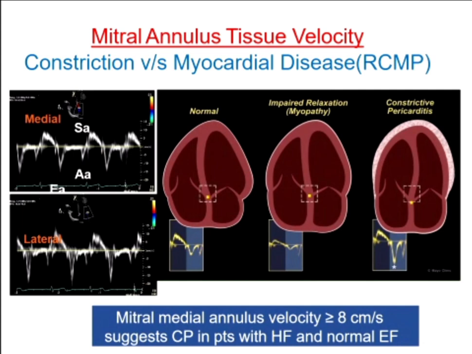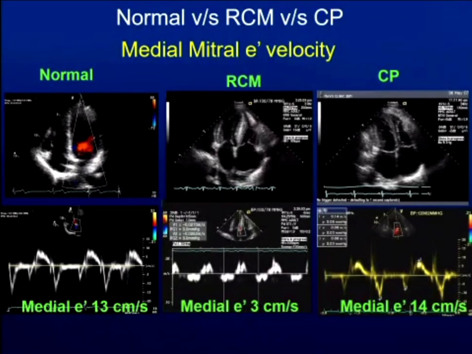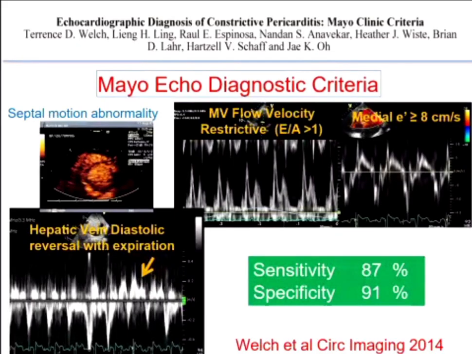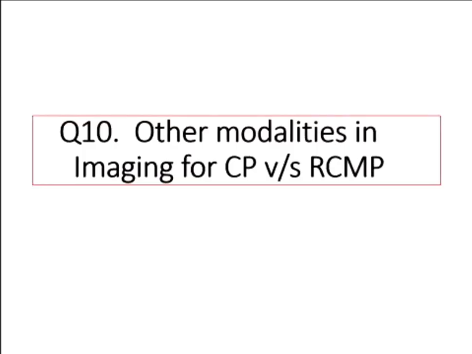As I said, tissue Doppler, I won't be repeating what is already done, but if you have a tissue Doppler velocity of more than 8, it suggests CP in patients with normal EF and a heart failure. How accurate are these? Very, very accurate. If you see in terms of ventricular septal shift, this is the first branch point. Then you look at the E velocity. If you have 1, 3, and 5, that is if you just look at the shift and you look at the tissue Doppler velocities and the hepatic vein, you are more than 90% likely to hit the actual diagnosis, with a sensitivity of 87% and a 91% specificity.